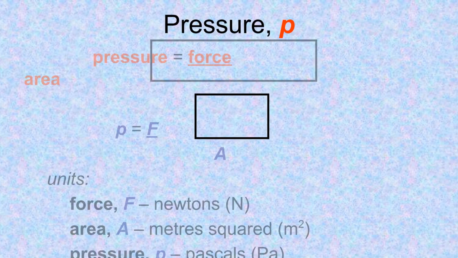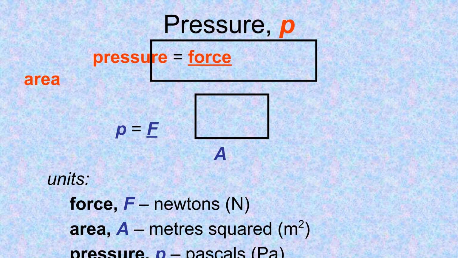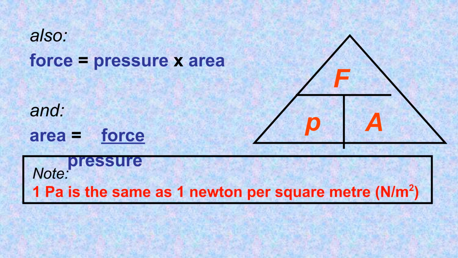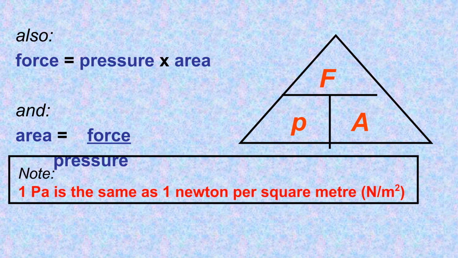Now let's look at pressure, represented by the letter P. Pressure is defined as force over area. The units are newtons for force, square meters for area, and pascals for pressure. The pressure formula can be rearranged to find force or area. Force equals pressure times area, and area equals force divided by pressure. 1 pascal is the same as 1 newton per square meter.